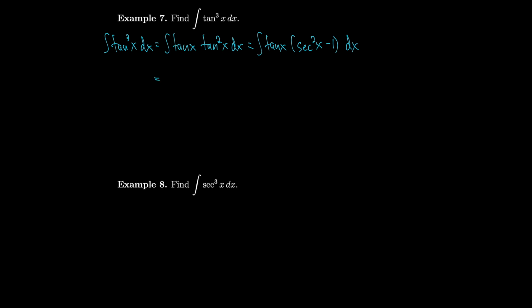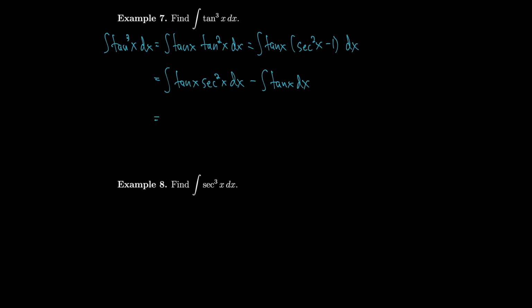So then this becomes the integral of tangent times secant squared. Well, that's easy enough, but our other integral, when we distribute the tangent, becomes just tangent, which is not as nice. Fortunately, in section 5.5, we found the integral of tangent using u substitution. We wrote it as sine over cosine, did a substitution, and we saw that it's equal to the natural log of the absolute value of secant.